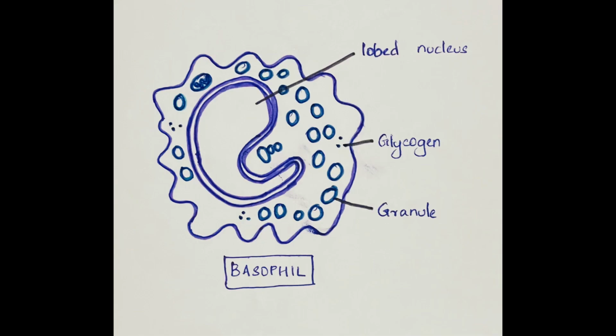This is the structure of basophil. It has a lobed nucleus and as we said, it has a heavily granulated cytoplasm. Many granules are present, right? And then there is glycogen.